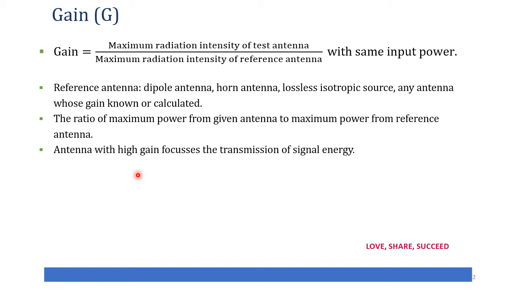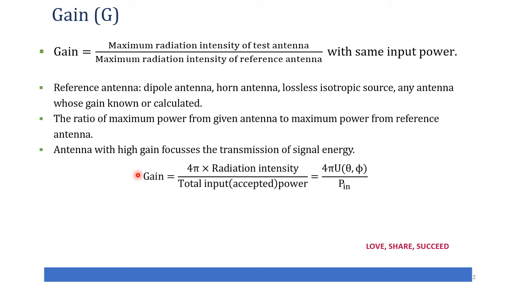An antenna with high gain is able to focus the transmission of signal energy onto a particular direction. So as the gain of the antenna increases, the radiation pattern will look narrower, or the beamwidth will be very small. Gain of the antenna is related to the input power as gain equals 4 pi times radiation intensity divided by the total input power, or in short 4 pi U divided by Pin, where U represents the radiation intensity of the antenna.